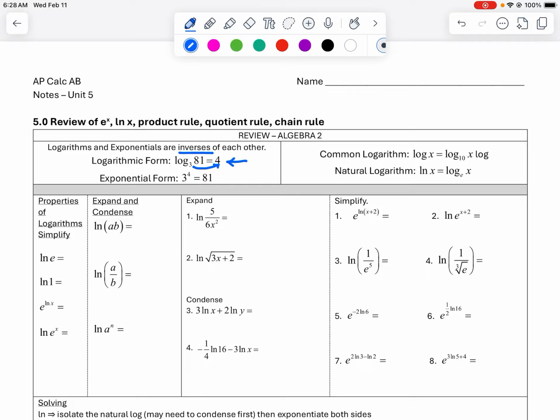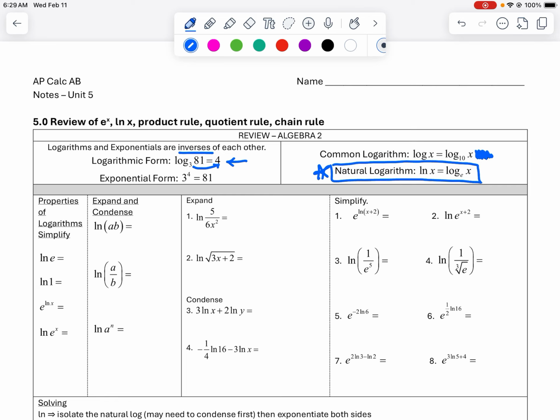And then the common log is base 10. And the natural log is base e, and this is the one that we are going to use pretty much all the time. So we do a lot with e's and natural logs, which are inverse functions of each other.